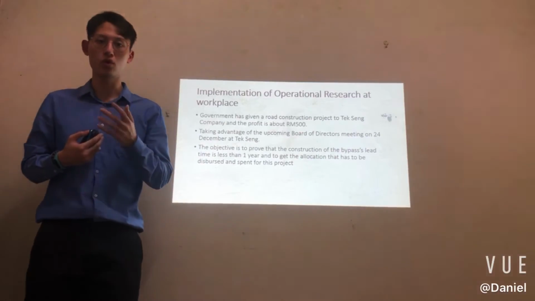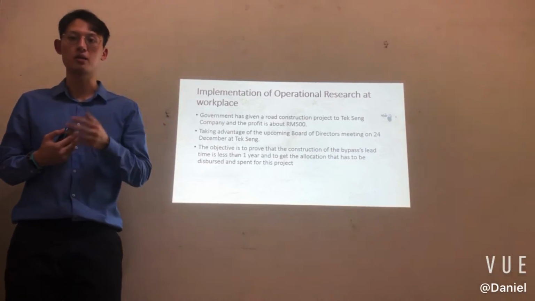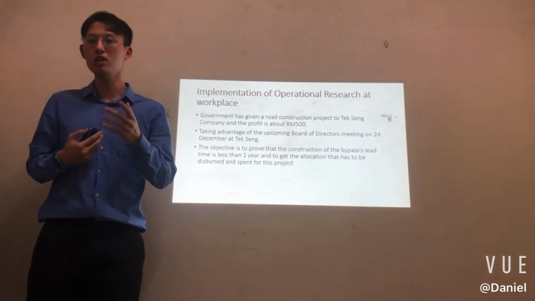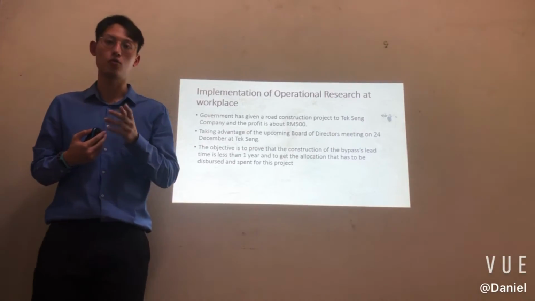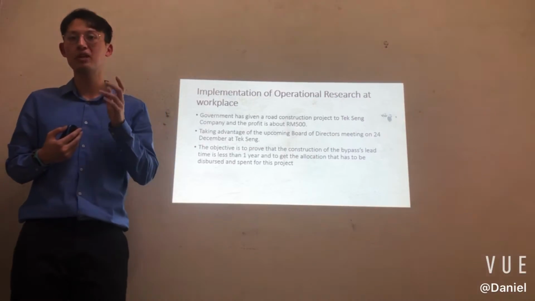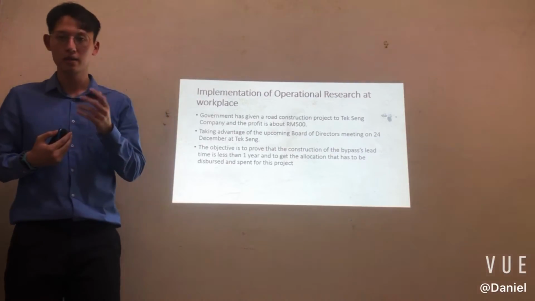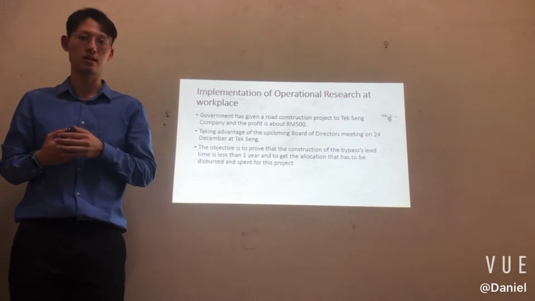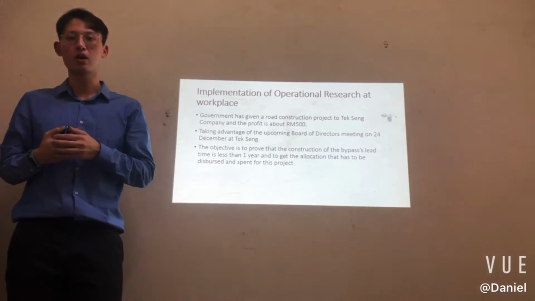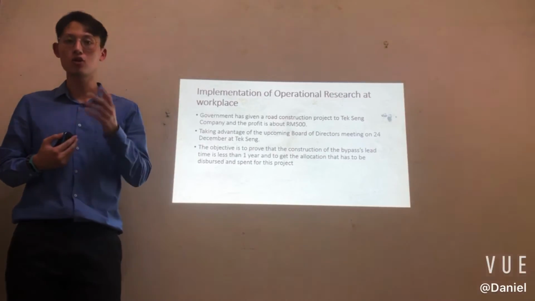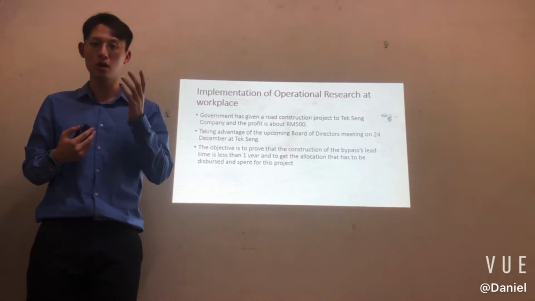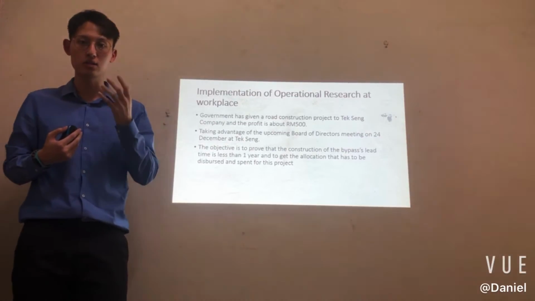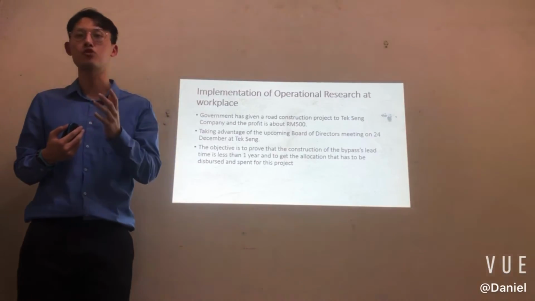Government has given a road construction project to Texas company and the profit is about 500,000. After the overall study, I strongly believe that the new bypass at Penang could be constructed by Texas, which can bring new profit to my company. Taking advantage of the upcoming board of directors meeting on 24 December at Texas, I would like to propose the feasibility of constructing this new bypass. The objective is to prove that the construction lead time of the bypass is less than 1 year and to get the allocation that has to be disbursed and spent on this project.